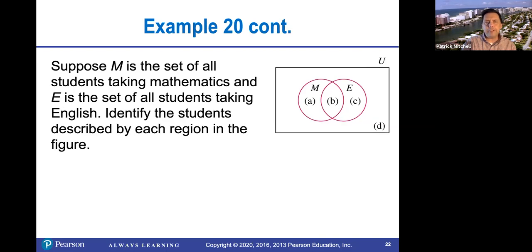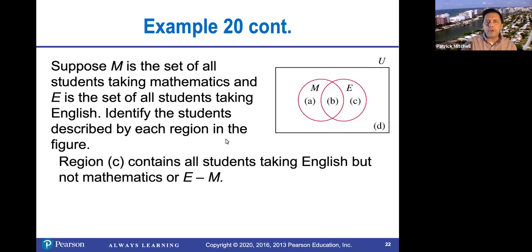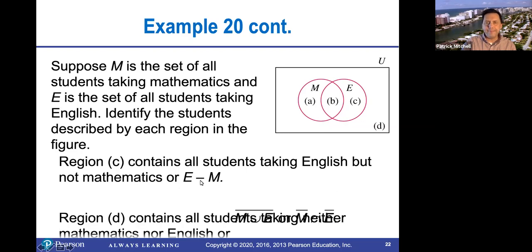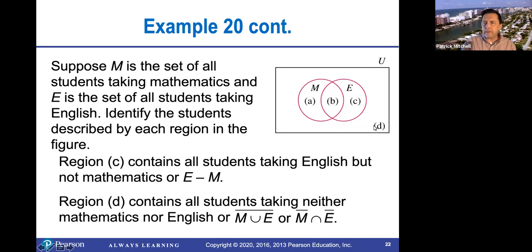And then finally, I bet you know what C is. Those are the students who are taking English, but not mathematics. The complement of M relative to E. Oh, and then I didn't even notice region D over here. So these would be students who are taking neither English nor mathematics. And you can write that either one of these ways. It's kind of interesting that these two sets are equivalent. That's actually called De Morgan's law. I don't think we're going to get into that in any detail, but that's what that's called.